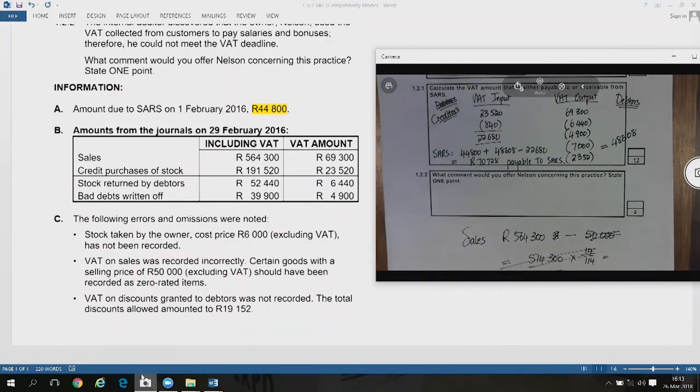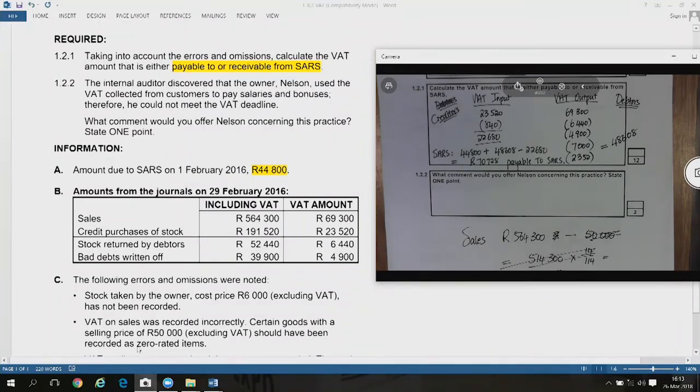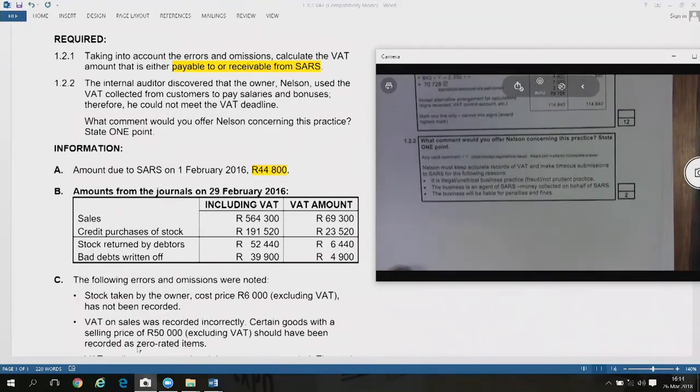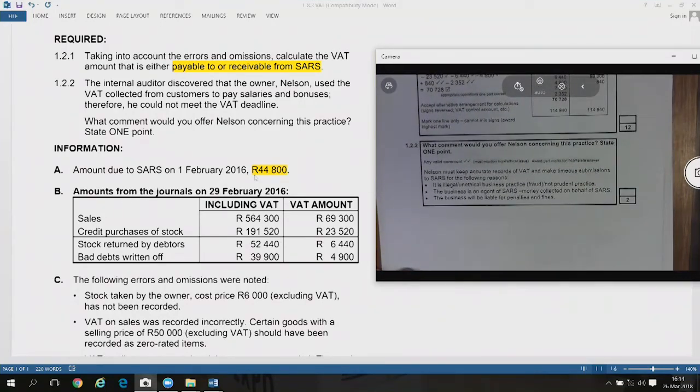And then they ask, they say there 1.2.2, The internal auditor discovered that the owner used the VAT collected from customers to pay salaries and bonuses. Therefore, he could not meet the VAT deadline. What comment would you offer, Nelson, concerning this practice? And I've got the memo here, and you only say there that she cannot do that. She cannot do that.